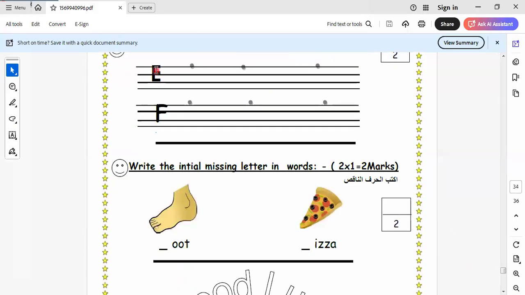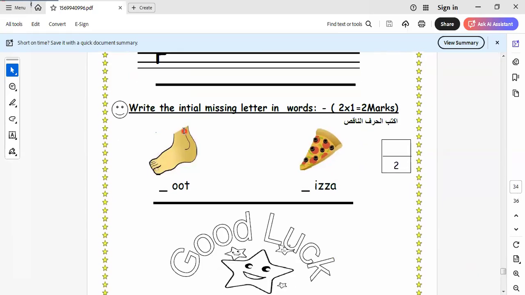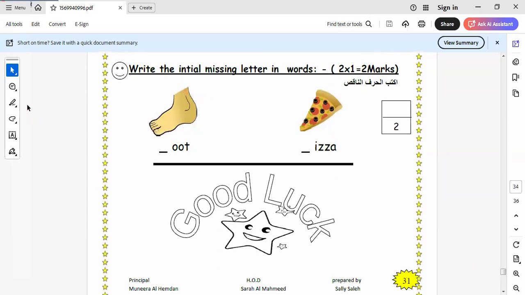Here we have letter E and letter F. Okay. Here is the first letter that we are missing. This is the first letter missing. Initial means the first letter. It will be foot, and it will be pizza. Okay, this is the first letter that is missing here. If you keep the vocab, you can answer this question correctly and easily in the exam.